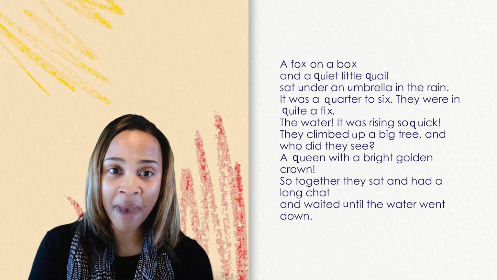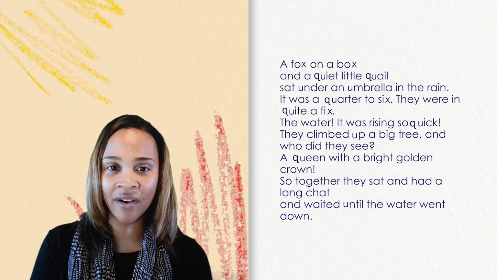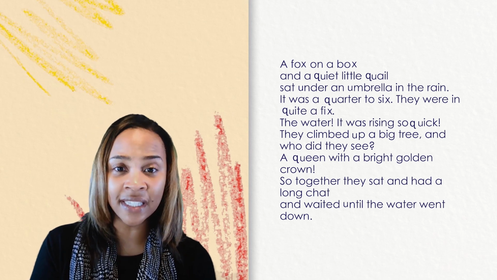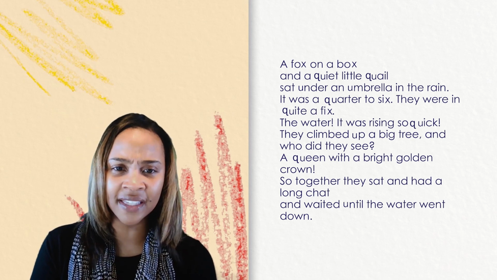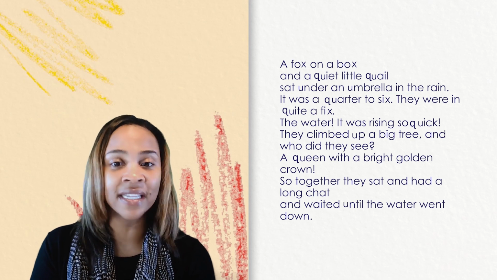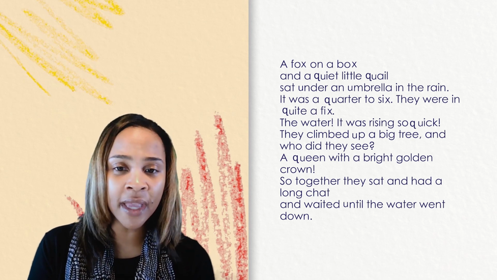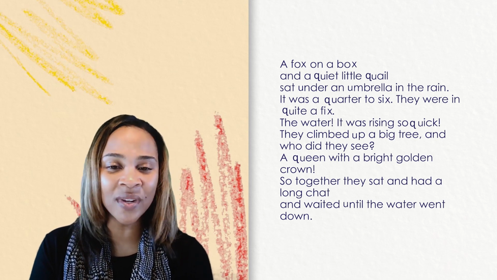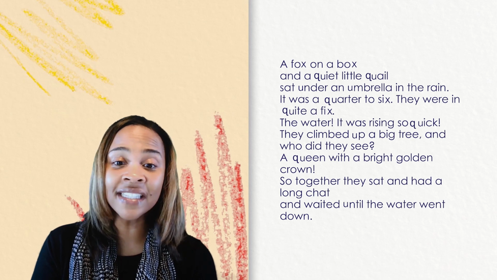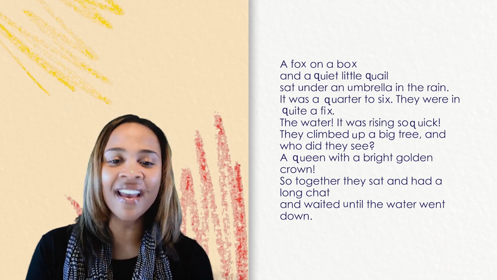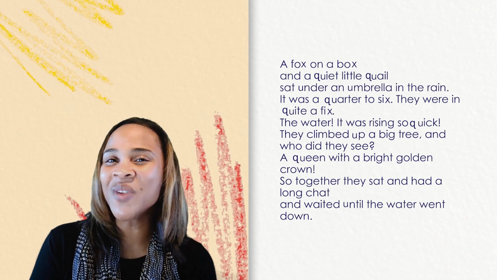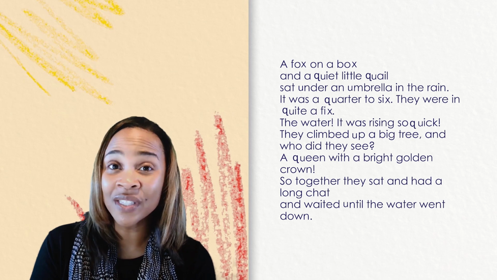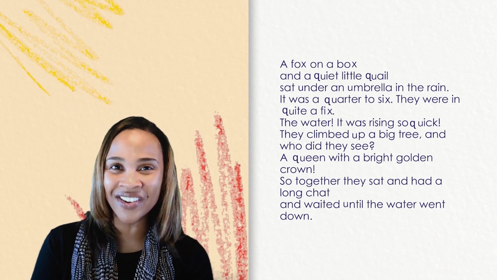A fox on a box and a quiet little quail sat under an umbrella in the rain. It was 5:45. They were in quite a fix. The water, it was rising so quick. They climbed up a big tree, and who did they see? A queen with a bright golden crown. So together they sat and had a long chat and waited until the water went down. Nice job touching your nose for all those Q, U, and X letters in our poem.